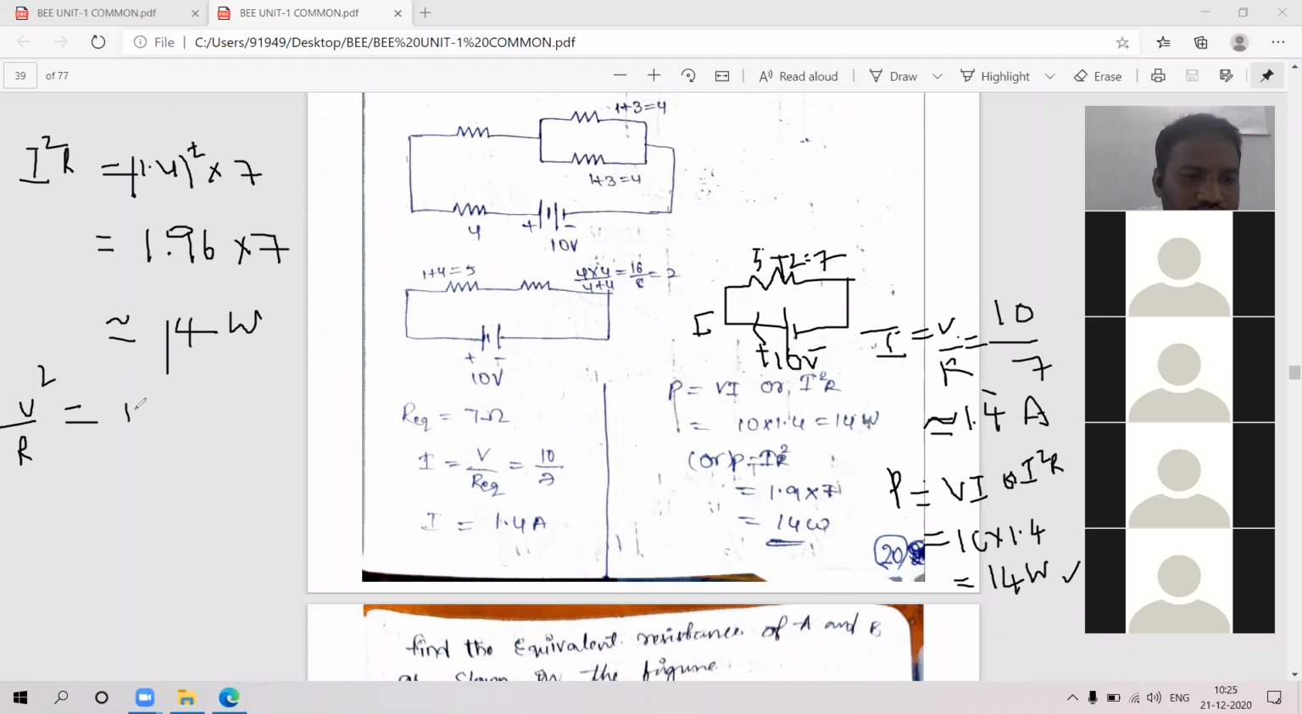What is the voltage? 10. 10 square by resistor 7 is 100 by 7, which is approximately 14 watts. Approximately 14 watts. I think it is clear to everybody.